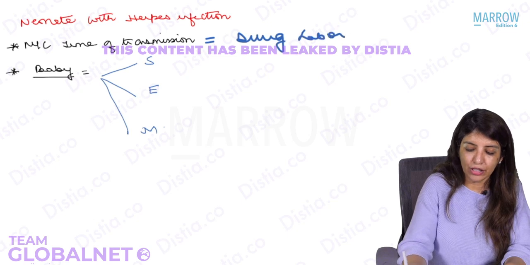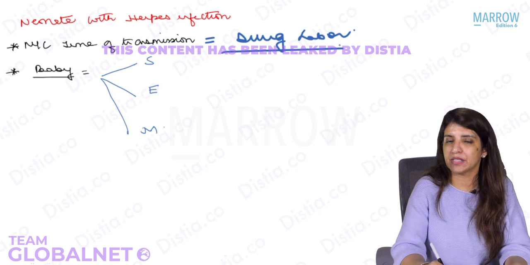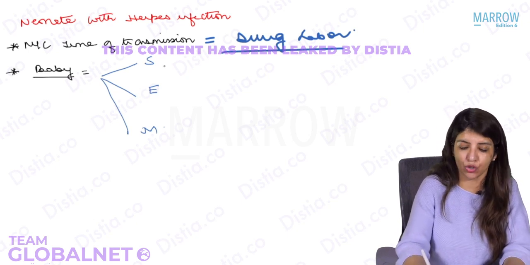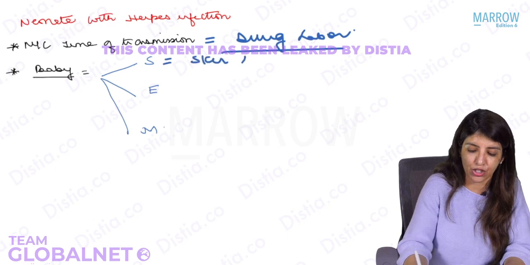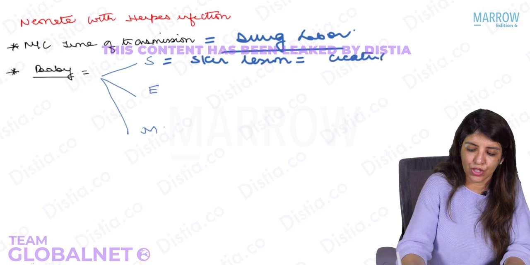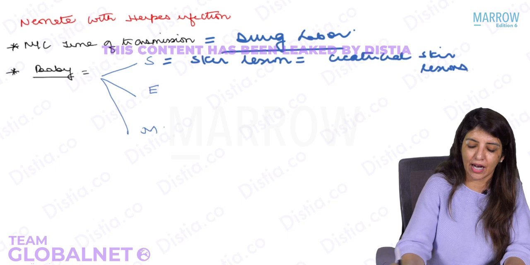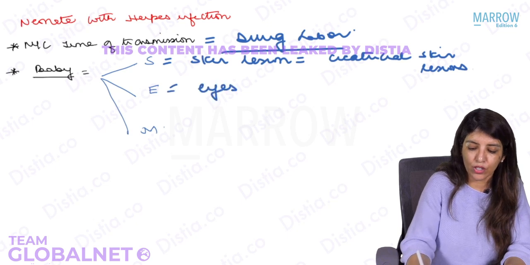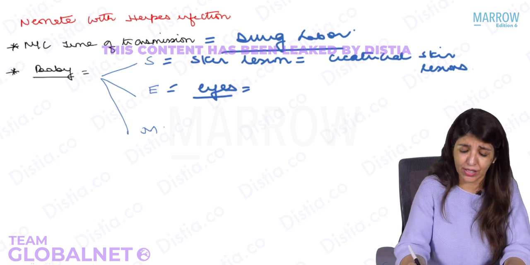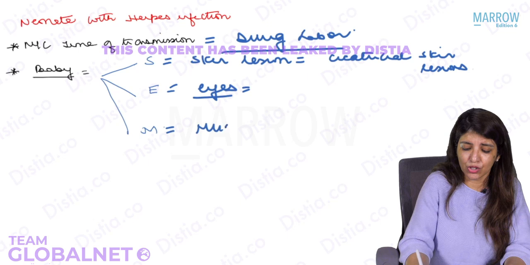And if a neonate is born and gets herpes infection, what are you going to see in the neonate? You are going to get skin lesions. And what kind of skin lesions? Cicatricial skin lesions, that is, scarring on the skin. You are going to get eye lesions, like microphthalmia and chorioretinitis. You are going to get mucocutaneous lesions.